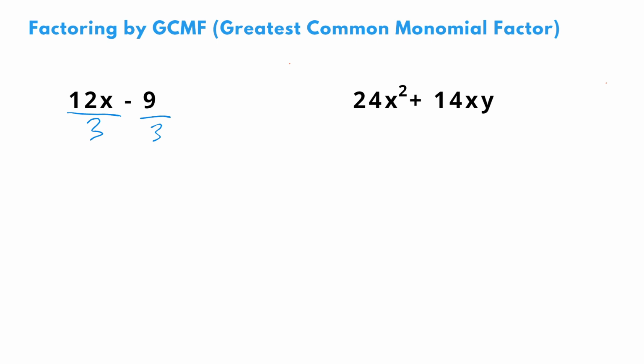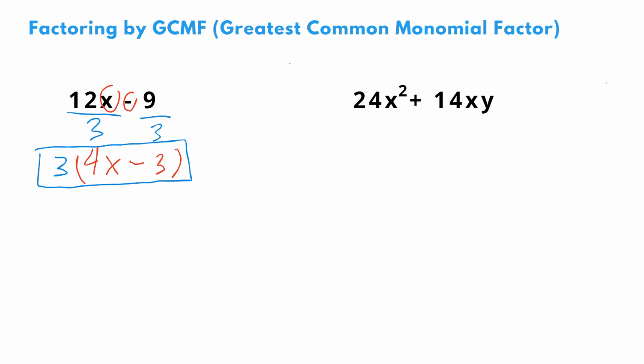Now, let's just divide. What is 12 divided by 3? That's going to be 4, right? And then still we have the x here. And then 9 divided by 3, that will give us 3. Of course, we have here our operation, which is minus. And to write our final answer, just don't forget to put here our GCMF a while ago, the 3. So the factored form of 12x minus 9 is going to be 3 times the quantity 4x minus 3.